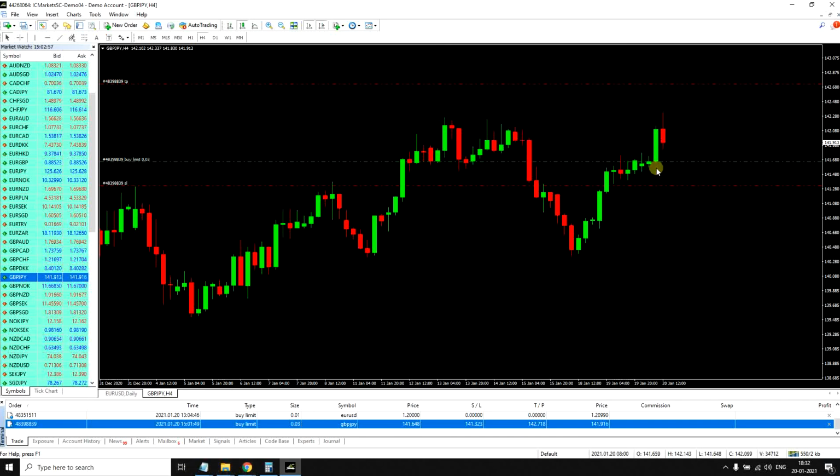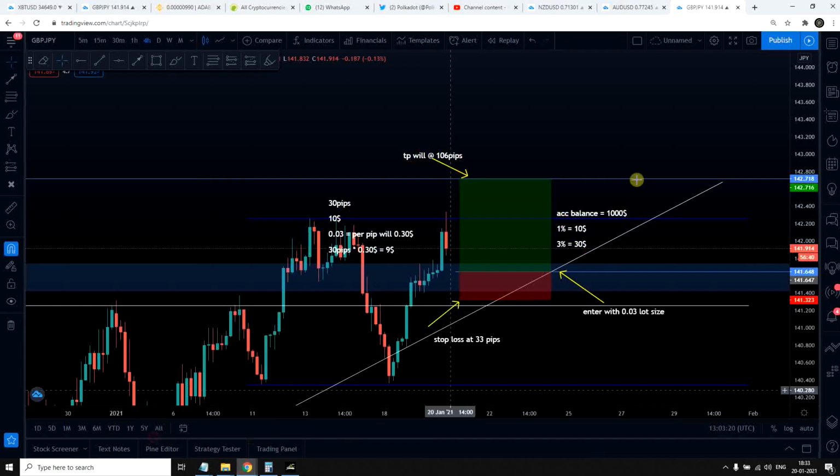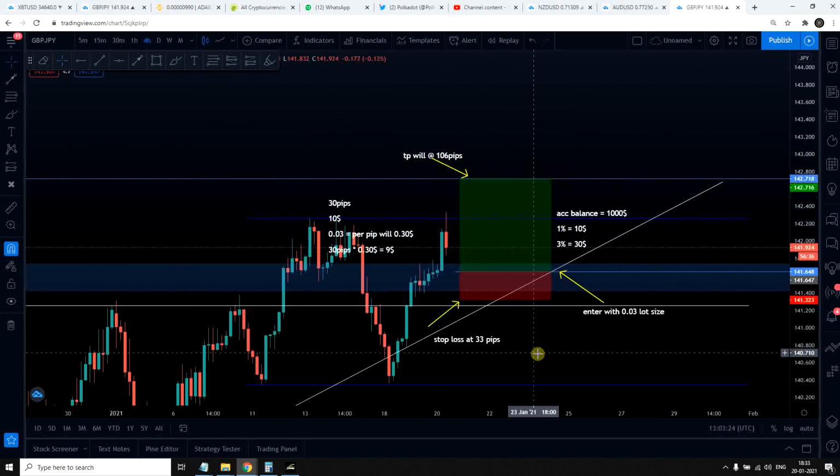So I'm ready with the setup. I have placed my trade. So whenever market will come to my area entry point, my trade will get executed. If market goes up, I will be in a profit. If market hits my take profit, then I will make 3% of my account. If market hits my stop loss, then I am going to lose 1% of my account. So this is how we have to plan our trades according to our whole analysis and this trading plan.